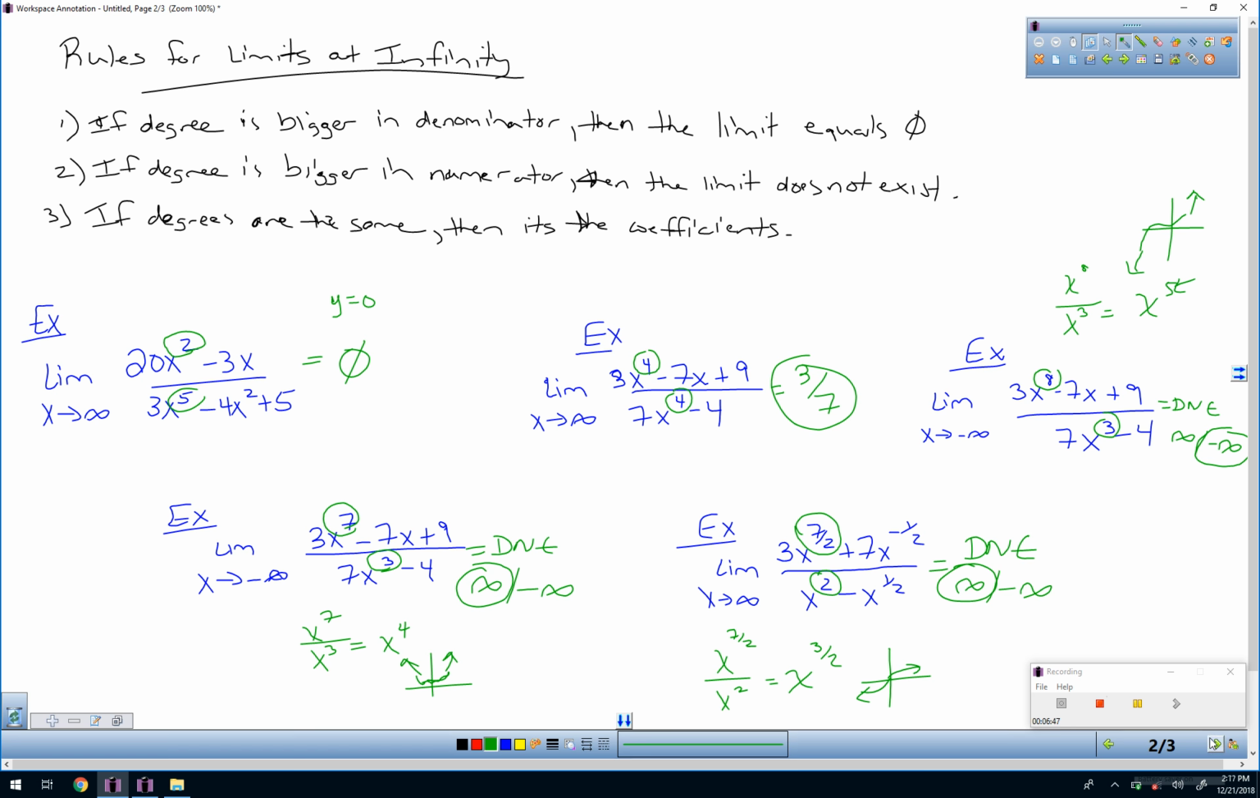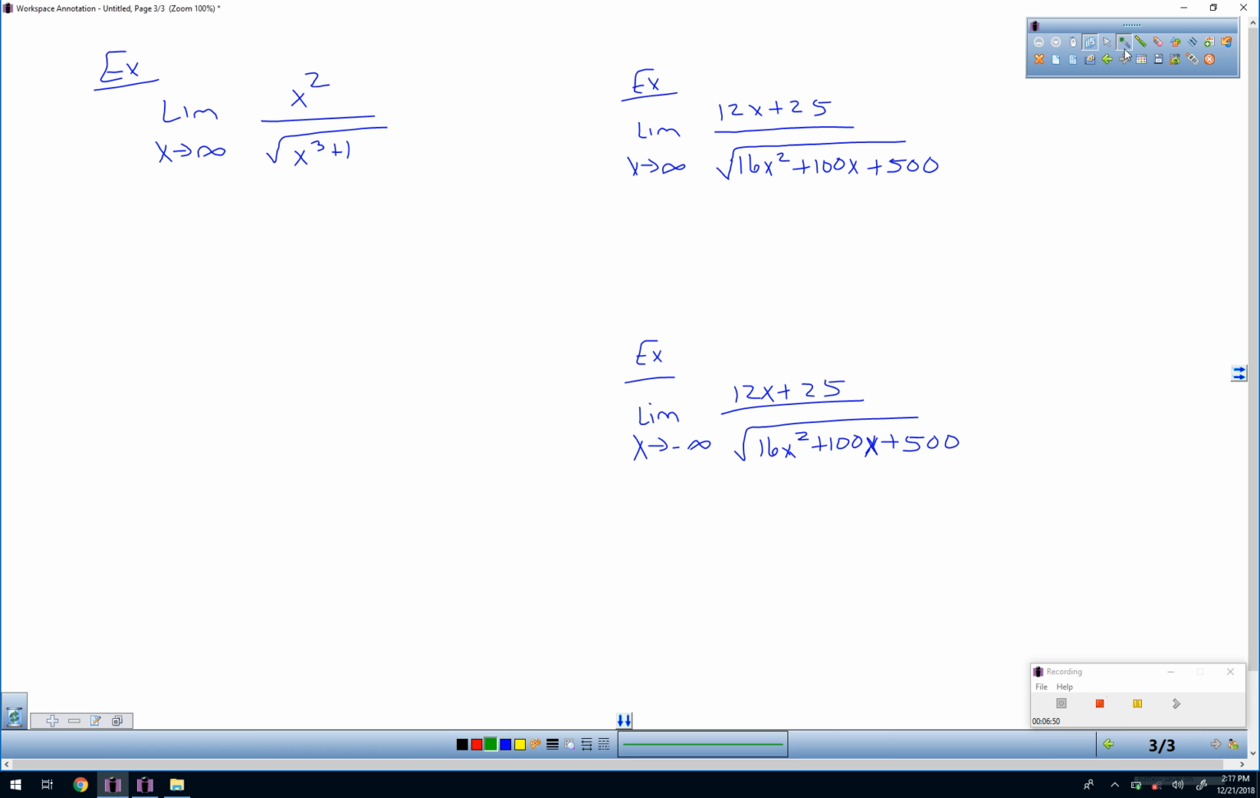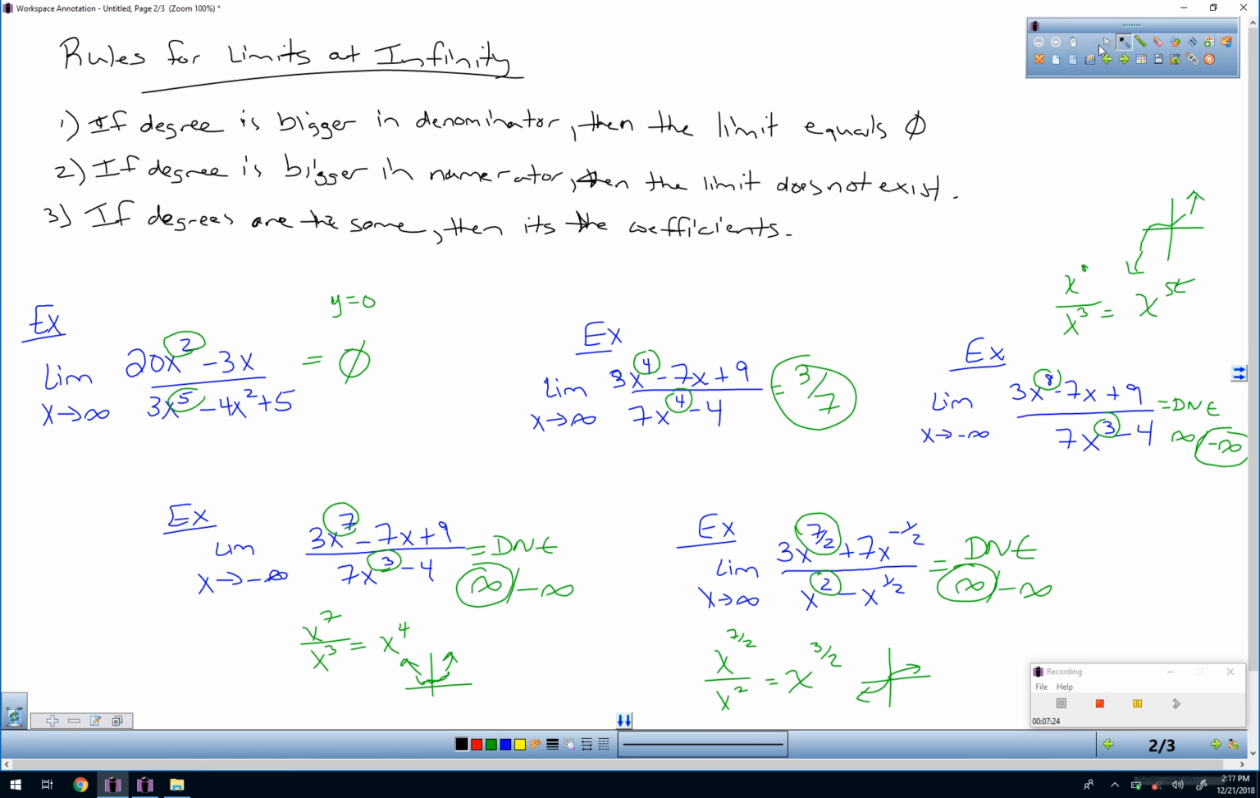A couple more examples, final examples. If you were to look at a problem, say like this in the top left-hand corner, the limit as x approaches infinity of x squared over the square root of x cubed plus 1, you could treat this as, this is the square root, so that you could think of this as x to the 3 halves plus blah, blah, blah, but we only really care about the leading terms. But notice the degree is bigger in the numerator, and so if I go back, if the degree is bigger in the numerator, then the limit does not exist.